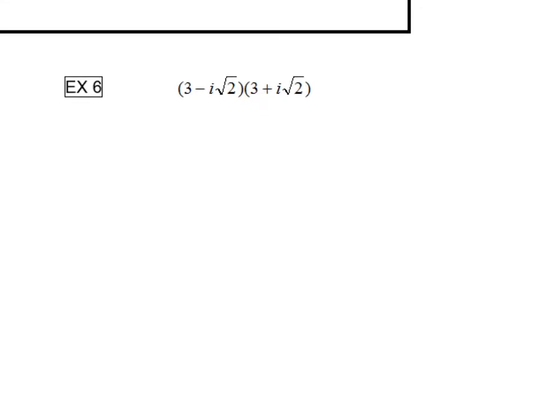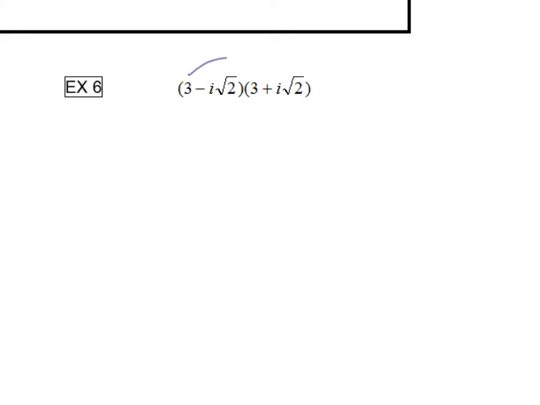So here we have two complex numbers multiplied again: 3 minus i times the square root of 2 and 3 plus i times the square root of 2. These complex numbers are the same, just with different signs. If you remember, these are what we call conjugates. And if you have to FOIL out conjugates, the outside and inside terms will cancel each other out every time, so we can do the shortcut.